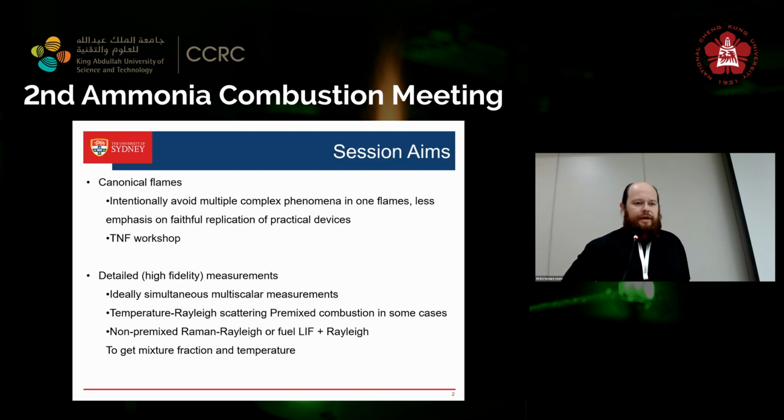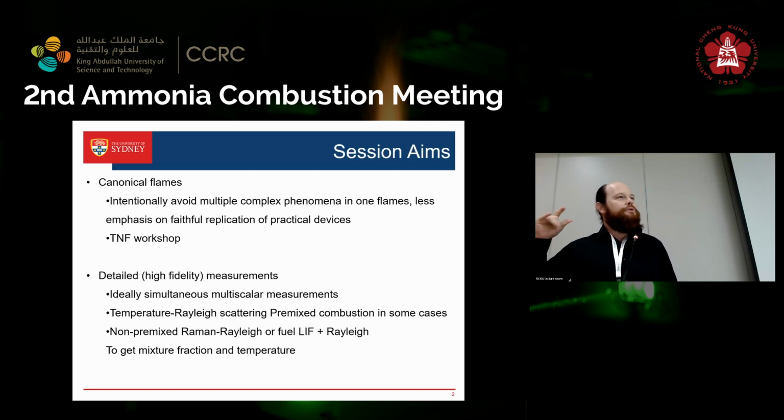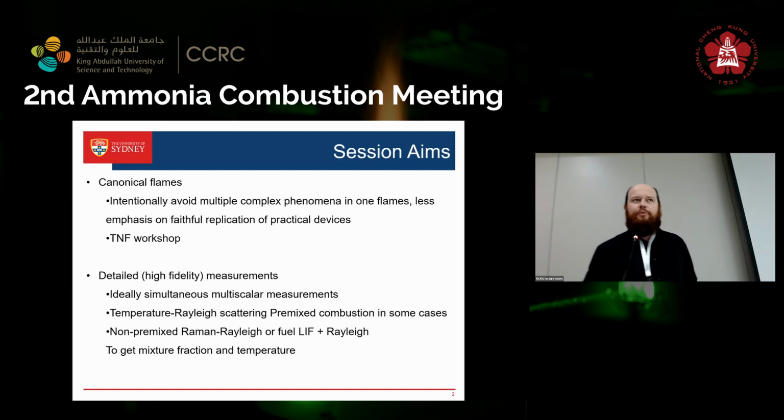Okay, so some of the aims and the general vision of this session. What do we mean by canonical flames? One of the ideas here is that we're intentionally trying to avoid multiple complex phenomena occurring simultaneously in one flame. This is intentionally going in the opposite direction to a complete industrial burner. We're trying to take particular phenomena and understand them in one configuration. And perhaps we could draw inspiration from the success that's been occurring over the past 20 to 30 years at the TNF workshop and that similar community.